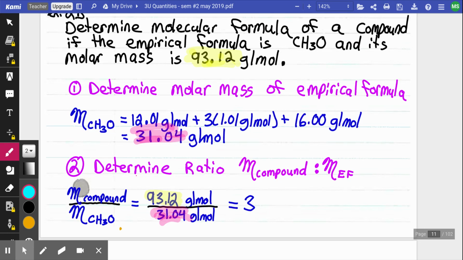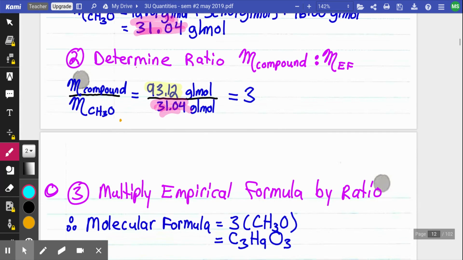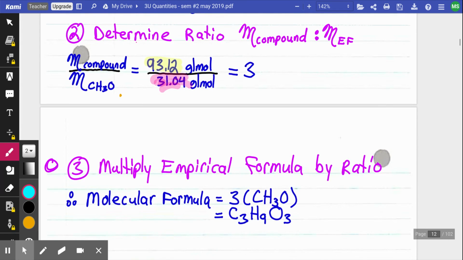This 3 is the ratio, how many empirical formulas are in the molecular formula. So then we multiply the empirical formula by this ratio number that we just solved for. So molecular formula equals 3 times CH3O, and then it's C3H9O3.